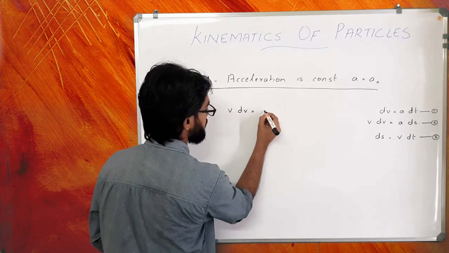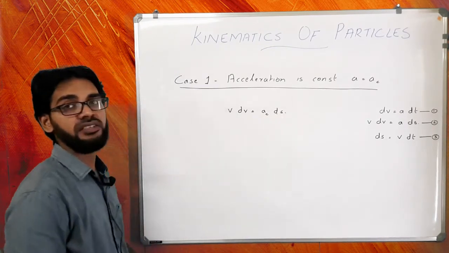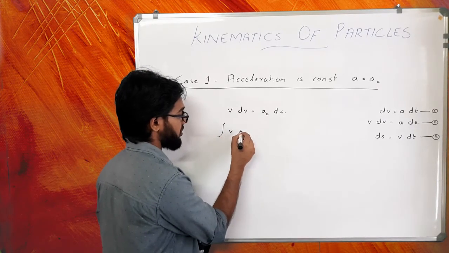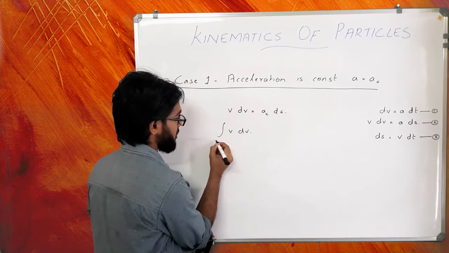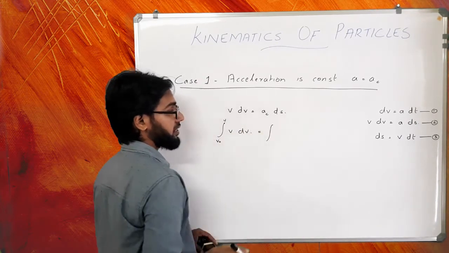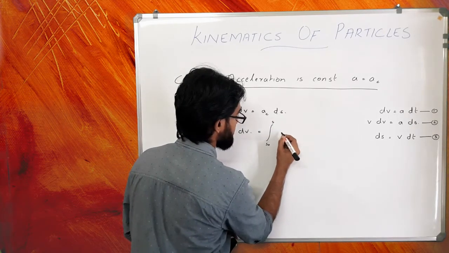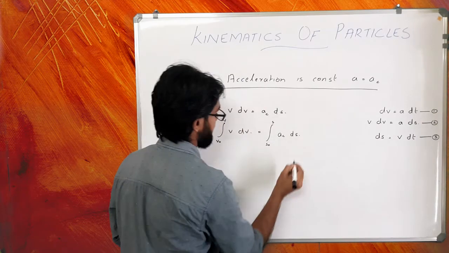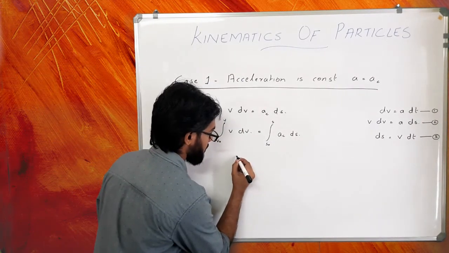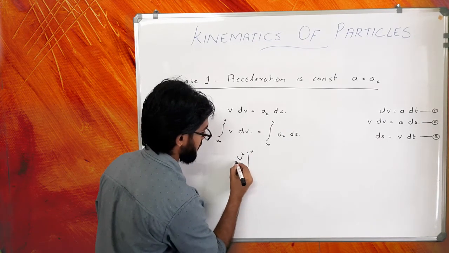V dV is equal to A ds. Since A is constant, I can write it as AC. Again, I am integrating it with respect to definite integral. So initially from V0 to V, and here I am integrating with respect to ds. So initially say it is S0 to S of AC ds. Now, if you know the integration, the integral of V dV is V square by 2.